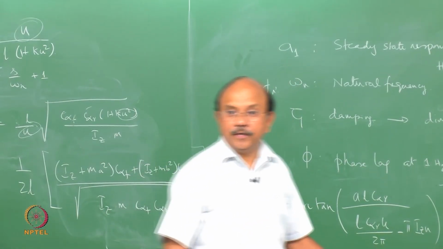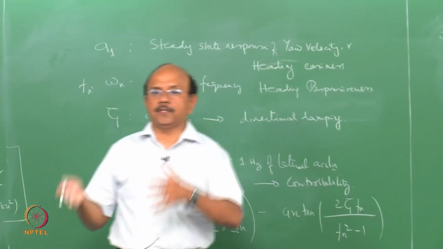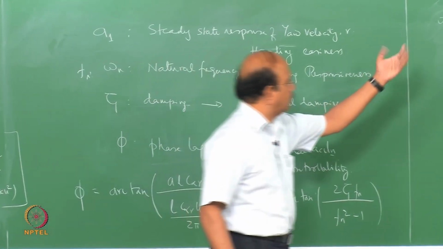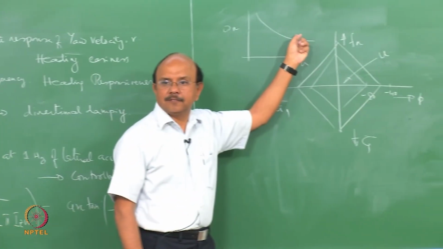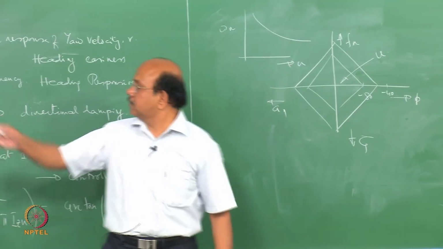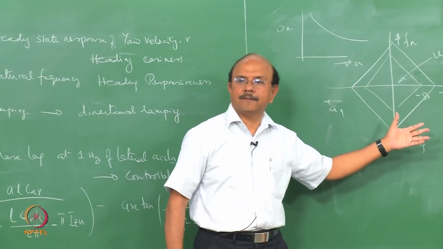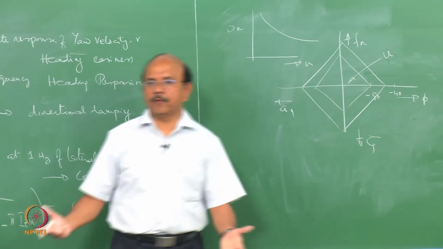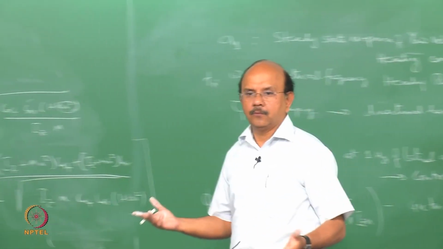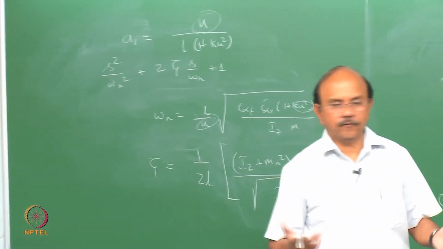Clear? So if I now plot each of these quantities with velocity, for example omega n, it would be like this. I have already the formulas there. I get those and then plot it here. Very simple. Nothing very difficult.